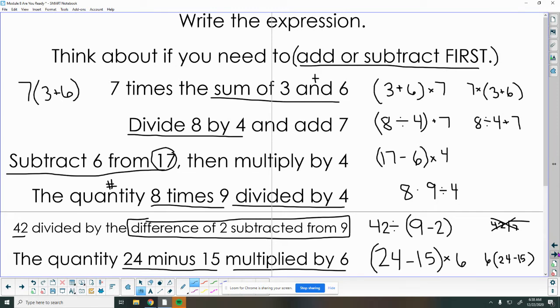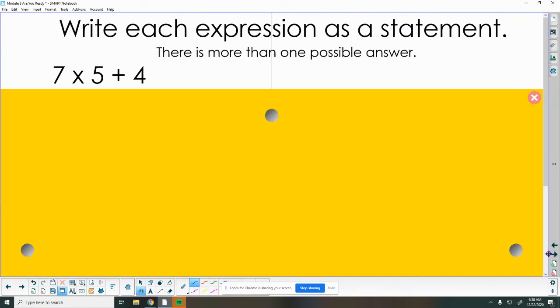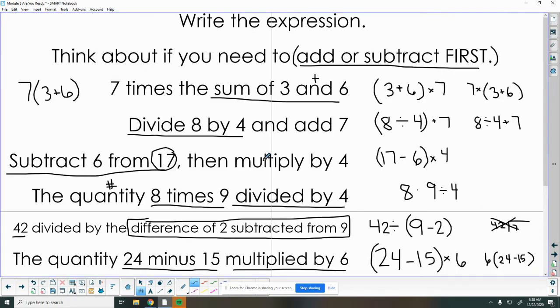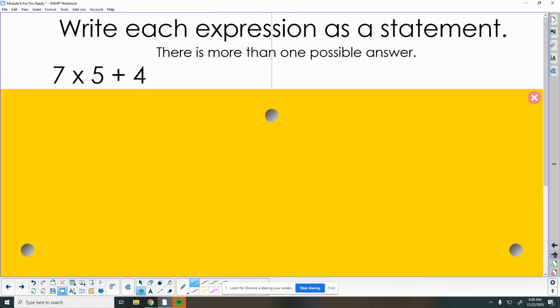So we just really need to think about what is the question asking us and what do we need to do first. Okay, so now we're going to go backwards and we are going to write the expression that we have. So remember, expressions just don't have equal signs as a statement. And there is more than one way to write these. So this one, since there's no parentheses around the adding, we do that after.